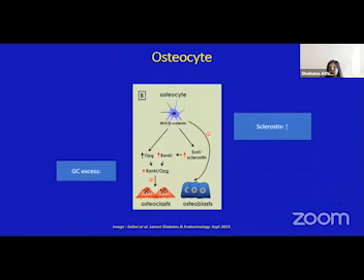Now, I'm just going to go back to talk about osteocyte and sclerostin levels, where I had mentioned before that in a state of glucocorticoid excess, there's increased regulation of the SOST gene from what we know, and we would expect increased osteoclast activity and sclerostin levels to be higher.